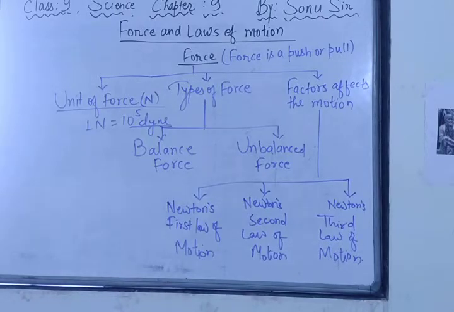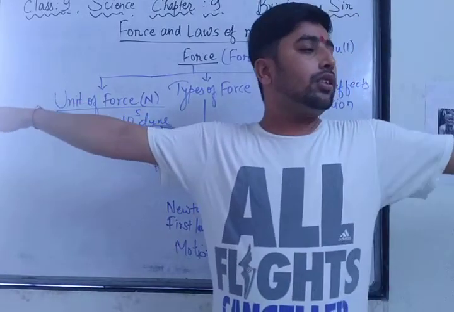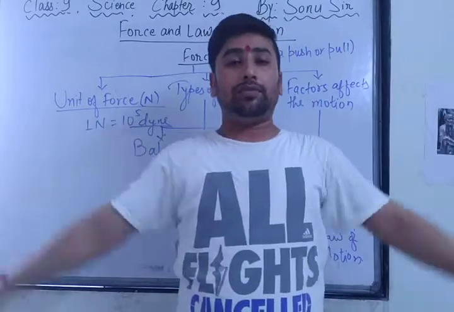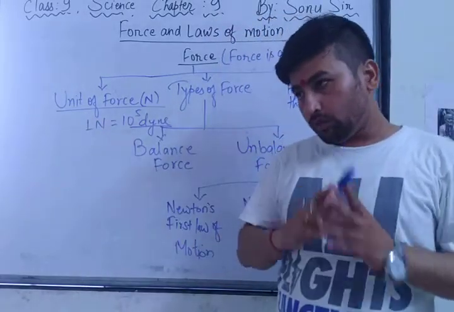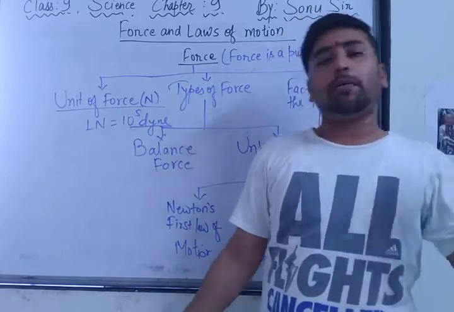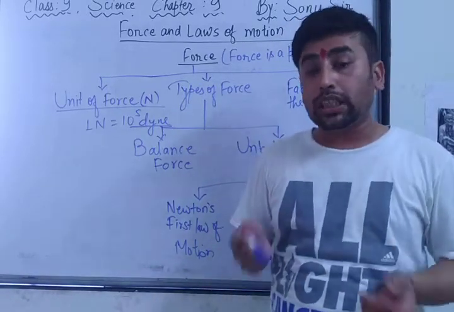Balanced force: two or more forces acting on an object are said to be balanced if the net effect produced by all of them is zero. Just suppose I am standing, one of my students is pulling this hand and another student is pulling this hand, and I am neither able to move left side nor right side. Whatever amount of force the right hand side student is pulling, the same amount of force the left hand side is pulling. So what is my net force? My net force is 0.